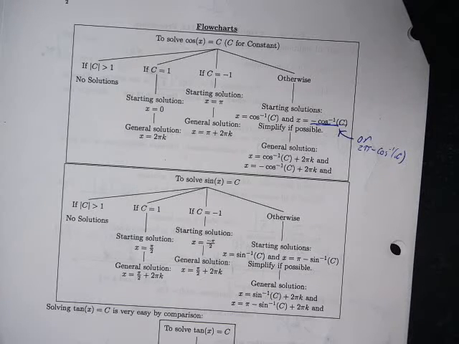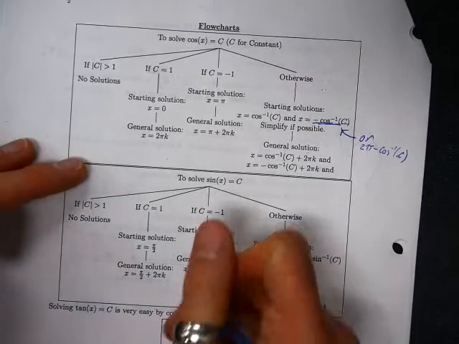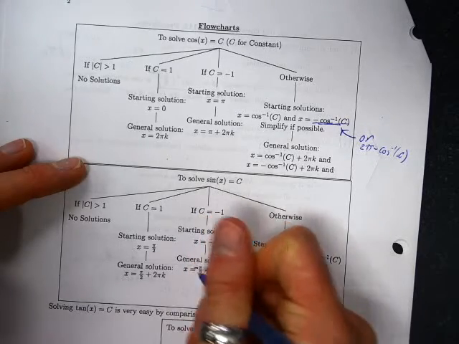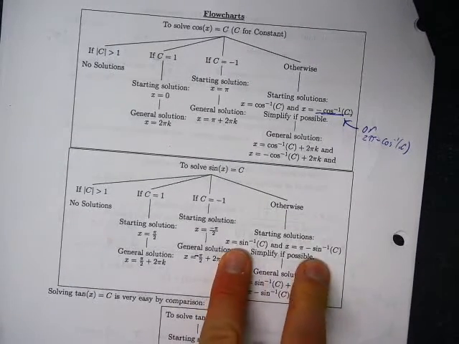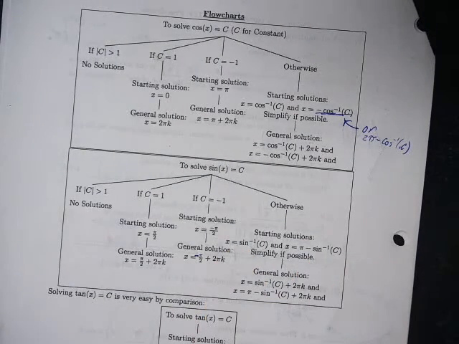To work with sine, do something really similar. If c is too big, there are no solutions. If c is equal to 1 or negative 1, well, there's like only one point on the unit circle corresponding to both of those y values. So those would produce all of your answers. I guess I'm missing a negative sign right here. In the general case, there's inverse sine of c and pi minus inverse sine of c. And then those two solutions plus 2 pi k's.